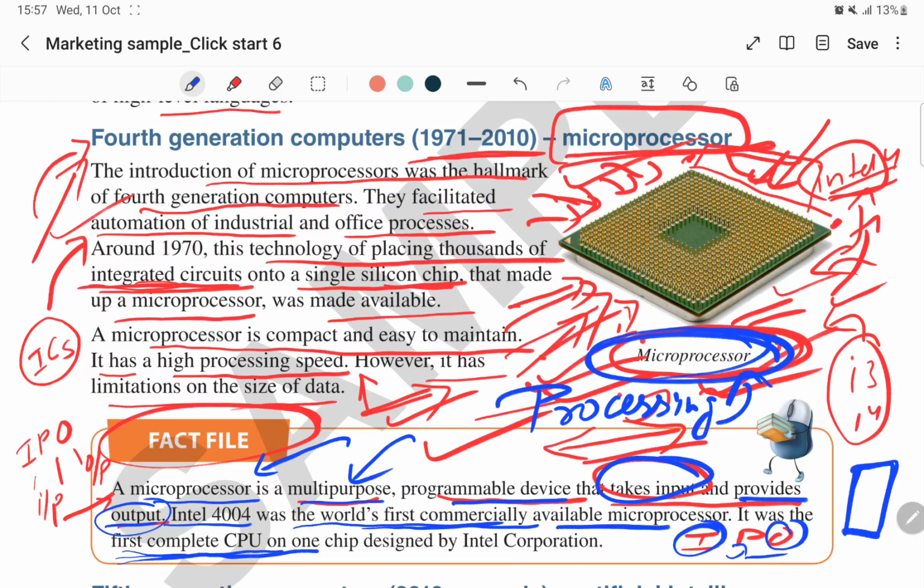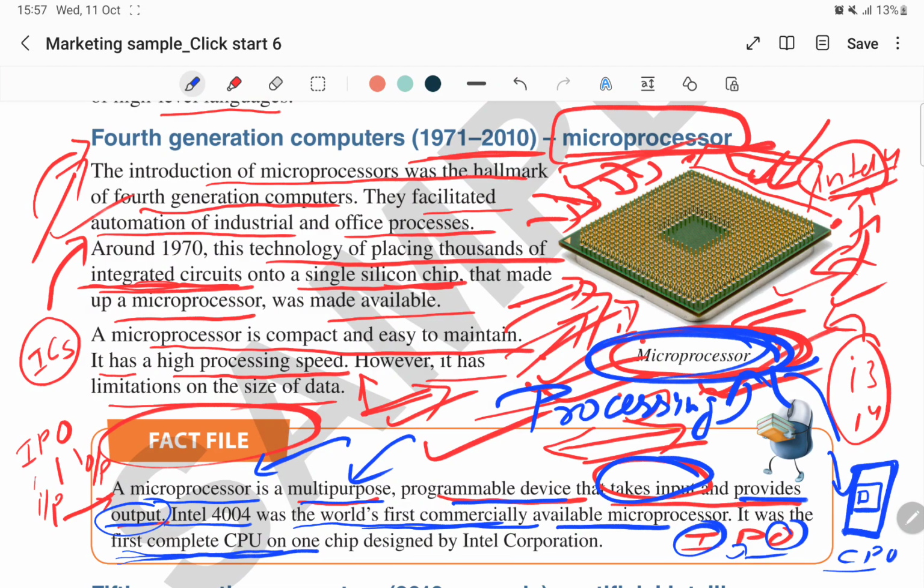Yeah, we can say in general the CPU is responsible, but inside the CPU there is a motherboard, and on that motherboard there is a microprocessor. So in general we can say the CPU is responsible for the processing speed, but specifically the motherboard inside the CPU, and on that motherboard the microprocessor, is responsible for the processing speed. Means the microprocessor on the motherboard, and that motherboard inside the CPU, is responsible on the whole.